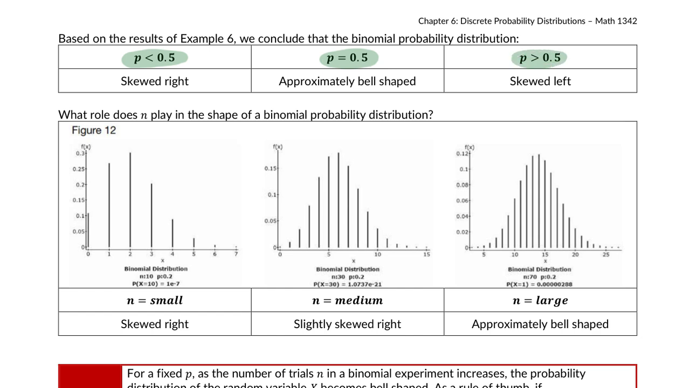But what happens if we don't change the probability and instead we change the number? If we're changing n and we have a small n, it's going to be skewed right. If we have a medium n, it's going to be slightly skewed to the right. And once we have a really large n, that's when we get our approximately bell-shaped information. So we want a large sample size so that we have approximately bell-shaped information.